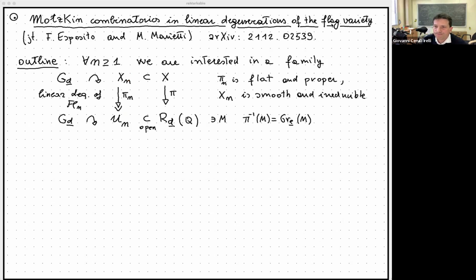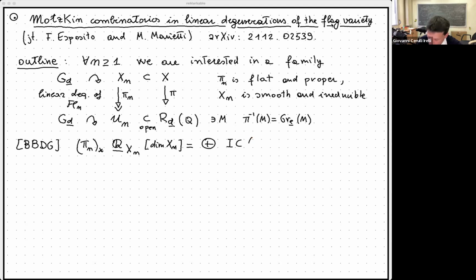Okay, and now we apply the BBDG decomposition theorem. So we take the push forward of the constant sheaf on X_n, and then we shift it by the dimension of X_n, and then this sheaf decomposes into a direct sum of IC intersection cohomology sheaves on the orbit closure with coefficients in Q, where O is an orbit. So this direct sum is over the G_d orbits in this U_n, tensor some graded vector space. And of course, O bar means the Zariski closure.